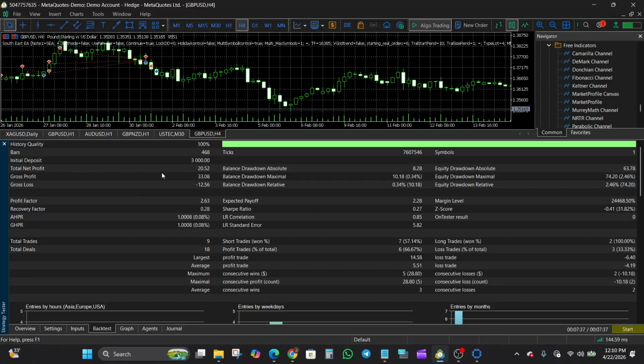and we have a net profit of 20.52 US dollars from an initial deposit of 3,000 US dollars. So that's less than 1%. And we also have total trades 9, short trades 7, 57% won, long trades 2, 100% won. Well, the profit factor 2.63.